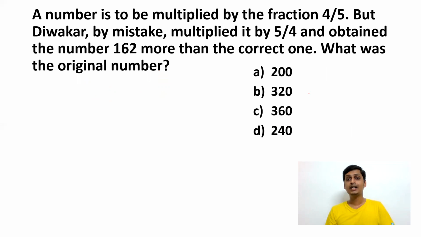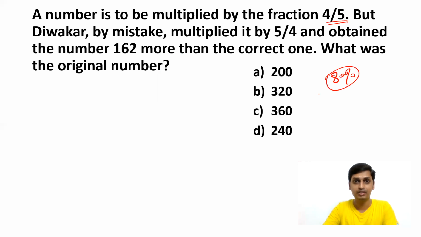A number is to be multiplied by the fraction 4 by 5, but Divagar by mistake multiplied it by 5 by 4 and obtained a number 162 more than the correct one. What was the original number? Okay, so you can use the percentage concept here. A number is to be multiplied by the fraction 4 by 5, right? Now, there is an original number which is 100% and that needs to be multiplied by 4 by 5. So what is 4 by 5? It is 80%, right? So 4 by 5 is nothing but 80%. So he has to multiply that number by 80%.